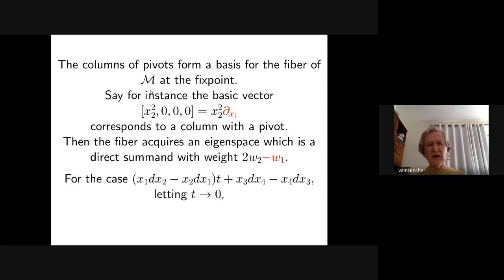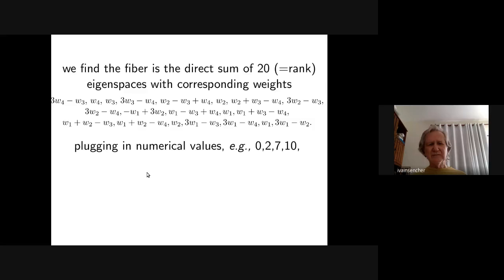So the columns of the pivots of this matrix form a basis for the fiber at the fixed point. As you know, the columns of pivots generate the image. That's what we want. Okay. So that's not very instructive. It's just to say that it's possible to put your hands on and compute.